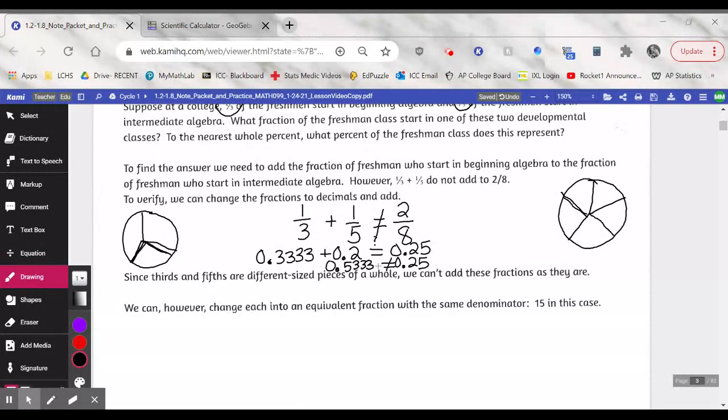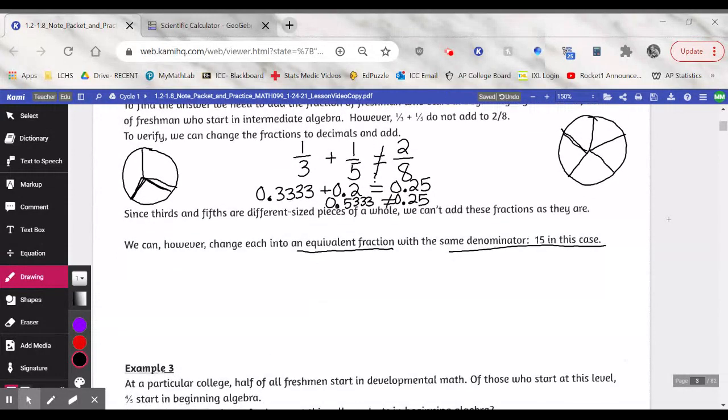So the solution we have here is coming up. Since thirds and fifths are different sized pieces of a whole, we can't add these fractions as they are. We can, however, change each of the individual fractions into an equivalent fraction with the same denominator, and in this case, it's going to be 15. So I'm going to show you how we can create equivalent fractions.